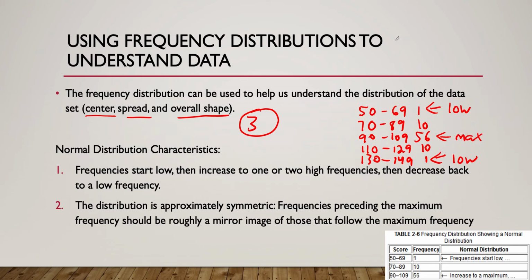And a normal distribution is typically, and I'll draw it down over here just so it's not completely out of the way, something that looks kind of like a bell. So it's one high point, which would be that 56 according to this data.